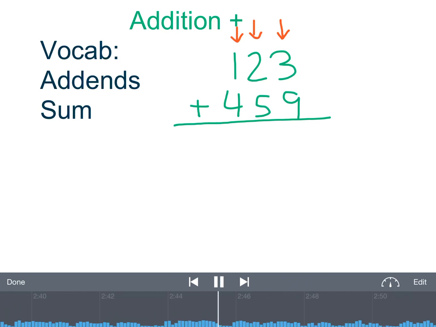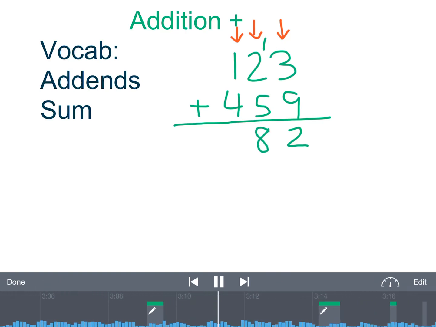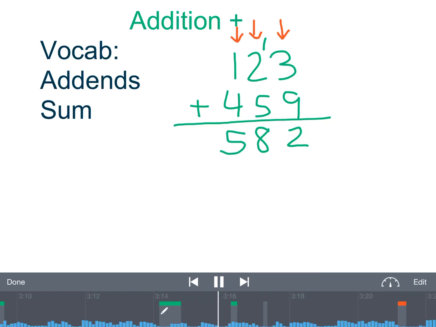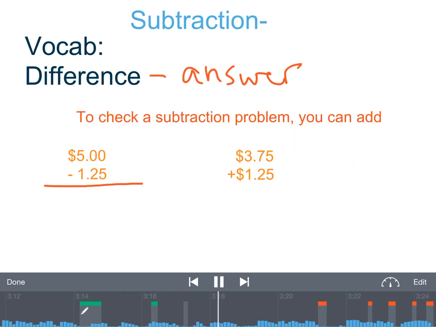When you're lining them up, obviously you want to start with your ones place. Our ones place values are 3 and 9. 3 ones plus 9 ones is 12 ones. We can't put a 12 down here in the ones, so we're going to make that 1 ten and 2 ones. Then we have 5 tens plus 2 tens plus 1 ten is 8 tens. And then, of course, 4 hundreds and 1 hundred is 5 hundreds. So this is our answer. All right, we're just warming up.